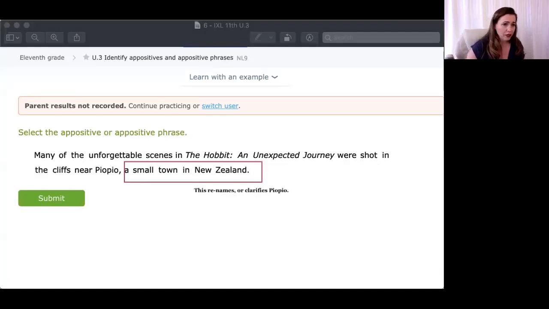All right, here's another one from 11th grade. This one is practicing identifying appositives and appositive phrases. So let's take a look at the notes again. Grab your notes and let's remind ourselves what an appositive is. As you see from your notes, an appositive is a word that renames the subject or clarifies it. So an appositive phrase is going to be a group of words that is renaming or clarifying the subject.